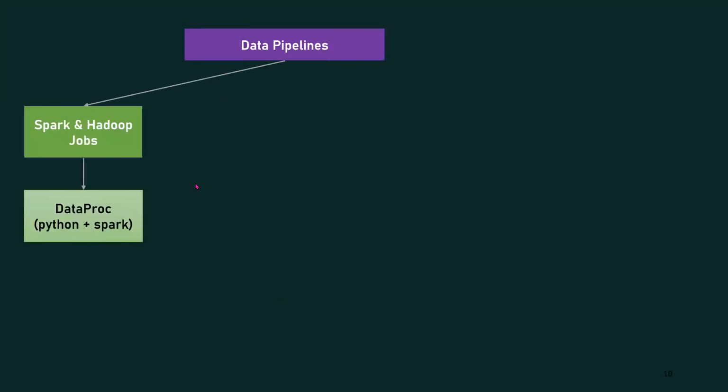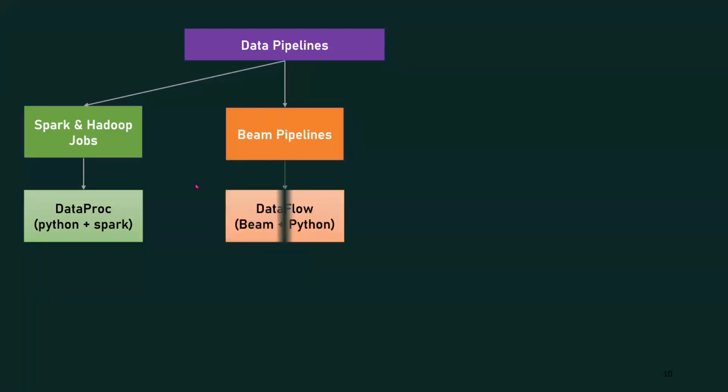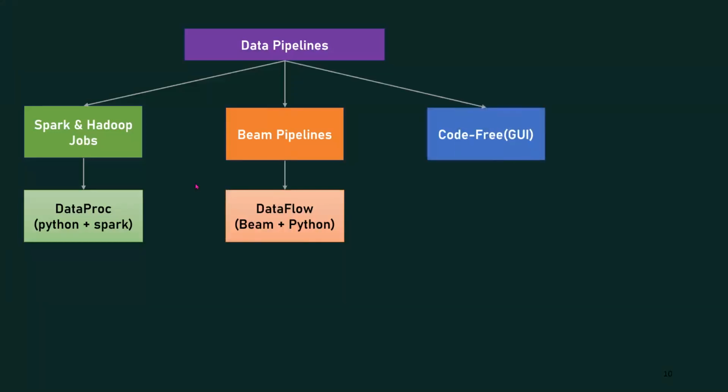Okay, and later we will start with the Spark and Hadoop jobs with Dataproc. Here we are going to learn PySpark. It will take 6 to 7 days. Beam pipelines will also take 5 to 6 days. And for the code-free tool, Data Fusion, we are not going to learn much because we don't need to write any code, right? Everything is available there. Most of the things are self-explanatory. It takes 2 days, max 2 days.